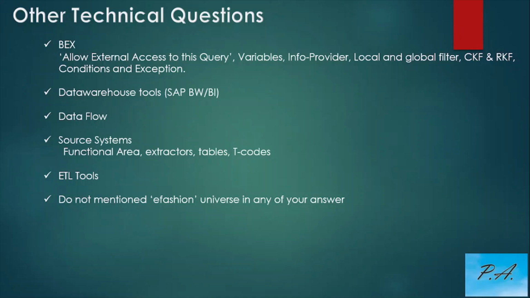Similarly, different data warehouse tools, like in SAP BO, use different objects like multi-provider, DSOs, info cubes. Why are these used? What is the high-level concept of these objects in data warehouse tools? And data flow. You should be able to explain the various data flow scenarios in your reporting solution, like how you extracted data directly from ECC, how you extracted data from BW, and what real-time reporting data flow you have used. Next is source systems: the functional areas, extractors, tables, and T codes you used in various source systems. And ETL tools like BODS.